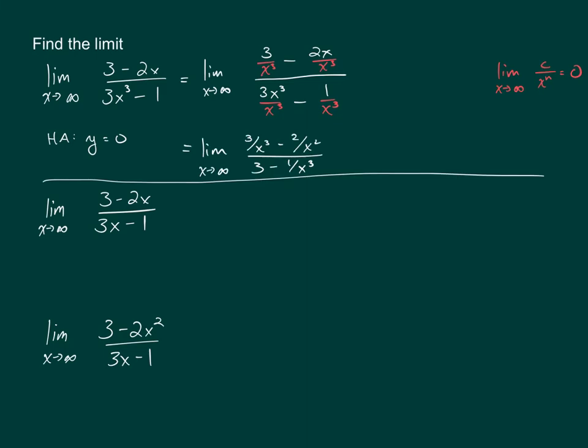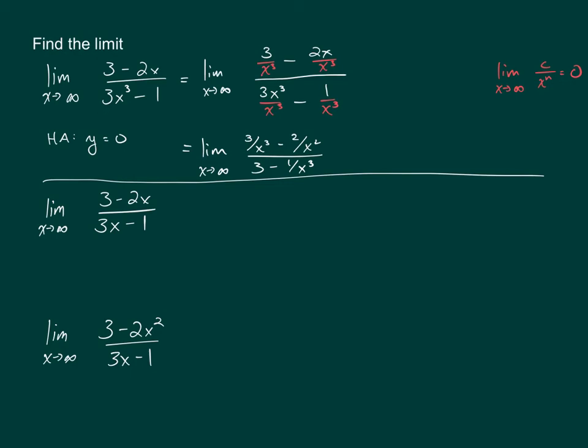So all I did was go through and cancel x's where I could. I could not cancel any x's here. 3 over x cubed is 3 over x cubed. 2x over x cubed, I can cancel 1 x. That became 2 over x squared. 3x cubed over x cubed became 3. Those both cancel out. And 1 over x cubed is 1 over x cubed.